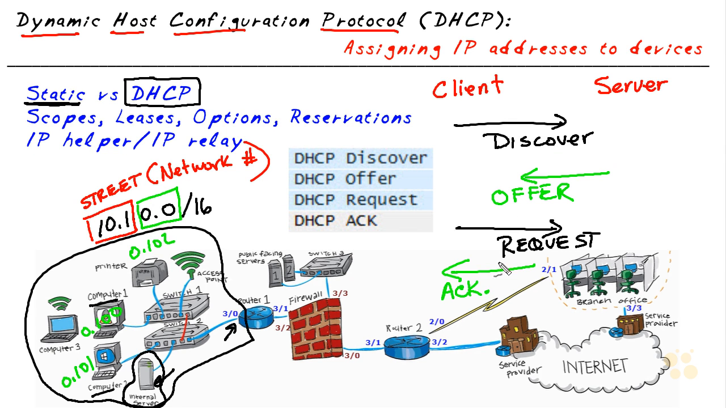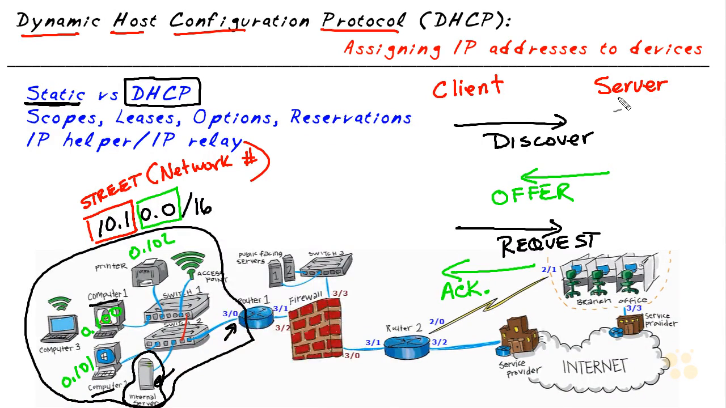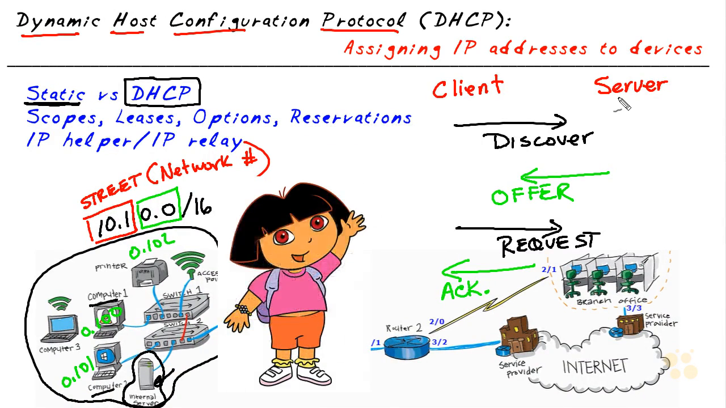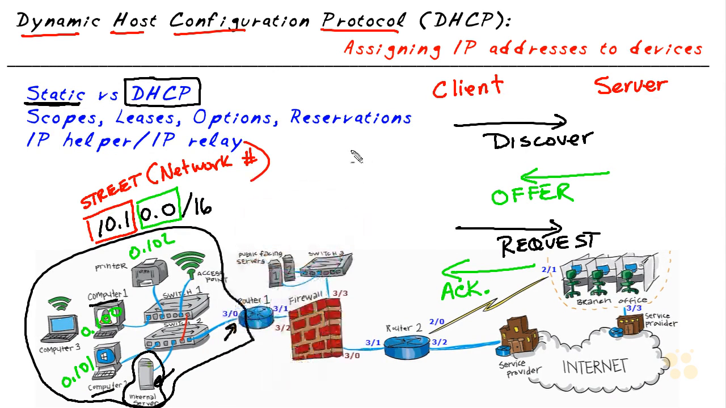And a great way to remember this back and forth for DHCP between the client and the server is through a children's cartoon called Dora the Explorer. It doesn't even rhyme, but it doesn't matter too much. DORA, which stands for discover, offer, request, and acknowledge in that order.